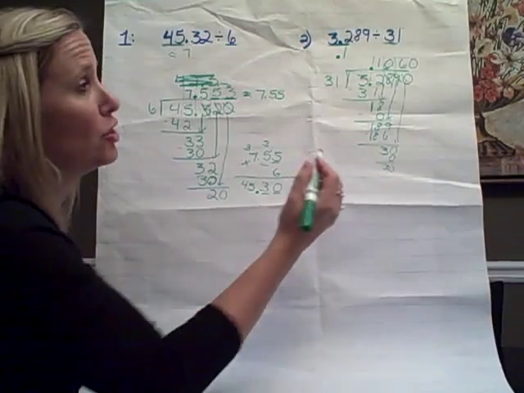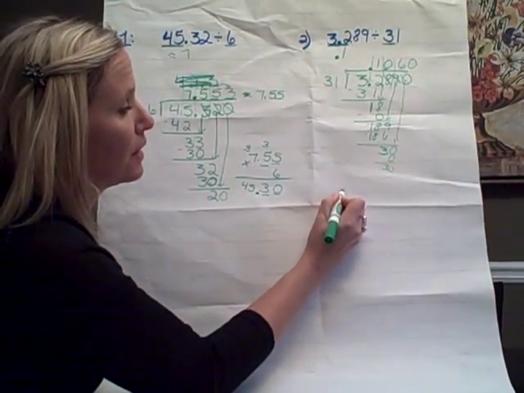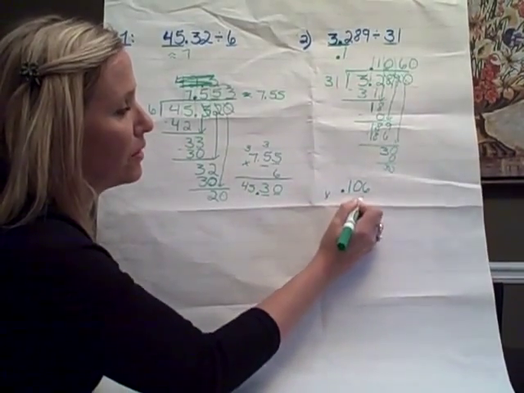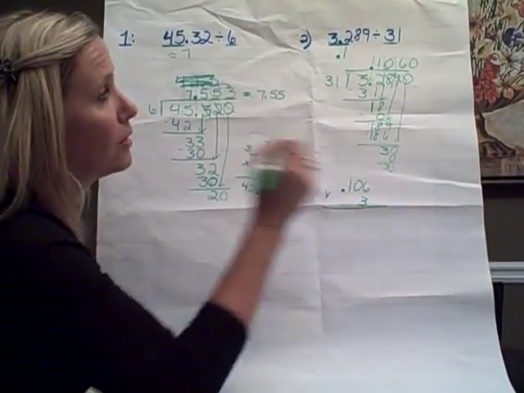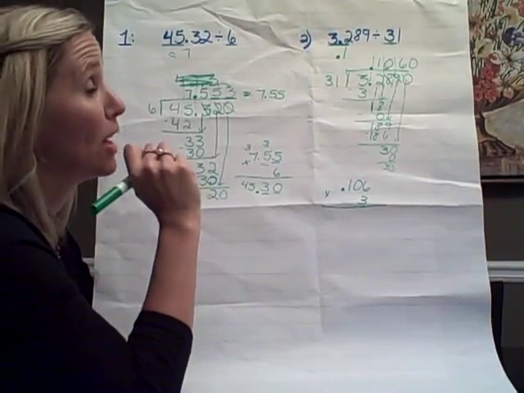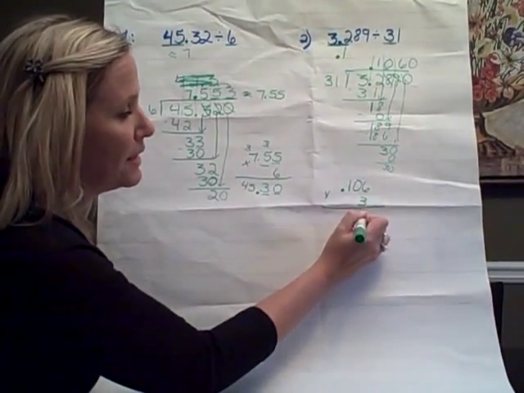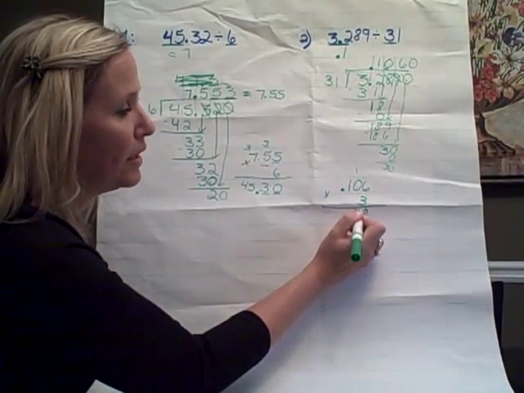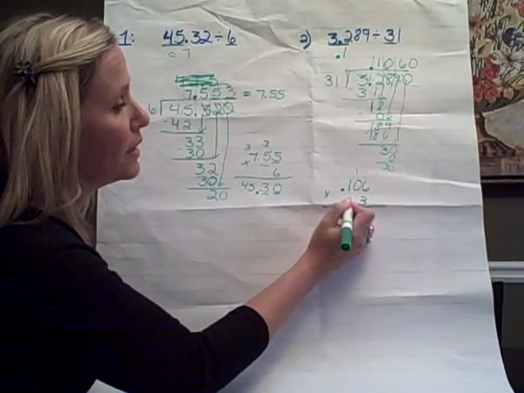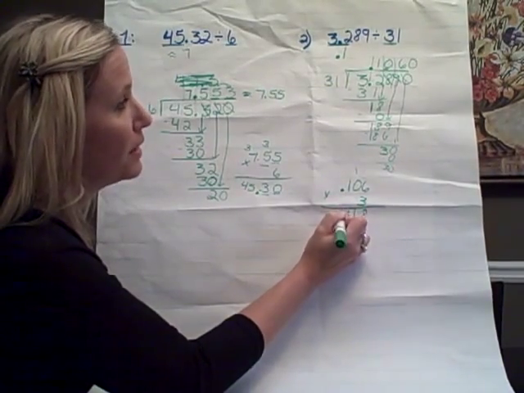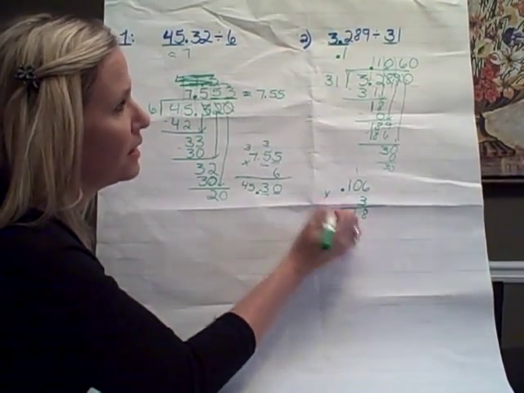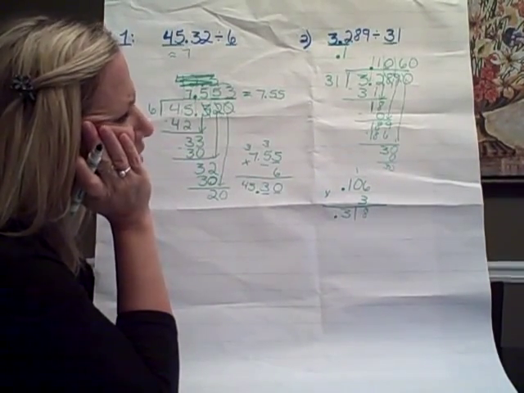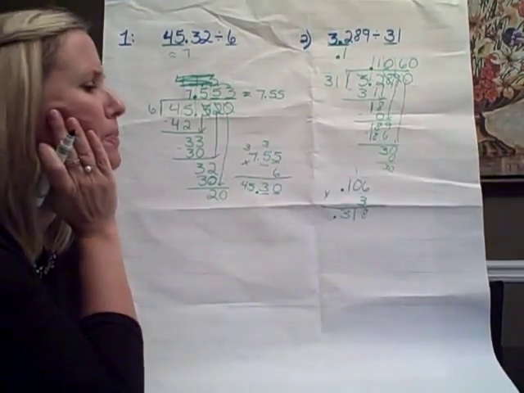I need to multiply to check. 106 thousandths times 3, hoping I get close to 3 and 289 thousandths. 3 times 6 is 18, carry the 1. 3 times 0 is 0, plus 1 is 1. And 3 times 1 is 3. If you look, that's pretty close. I think I could take that, especially because we had such a big number left over.